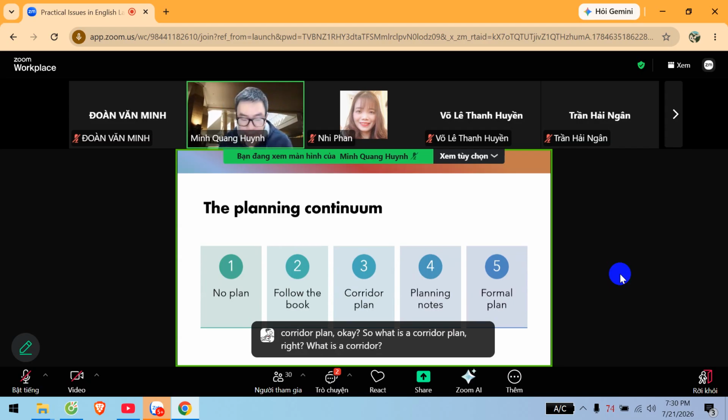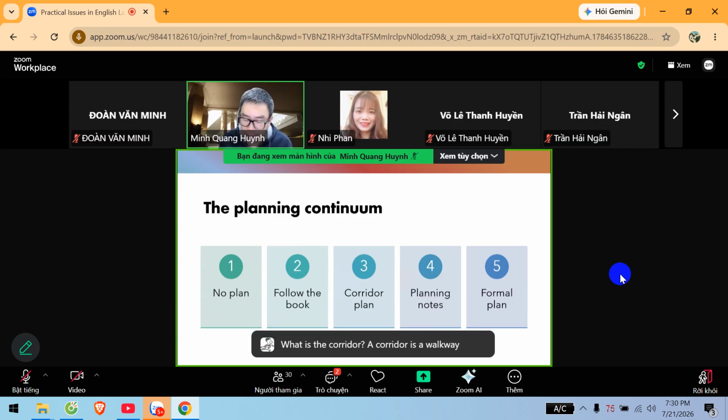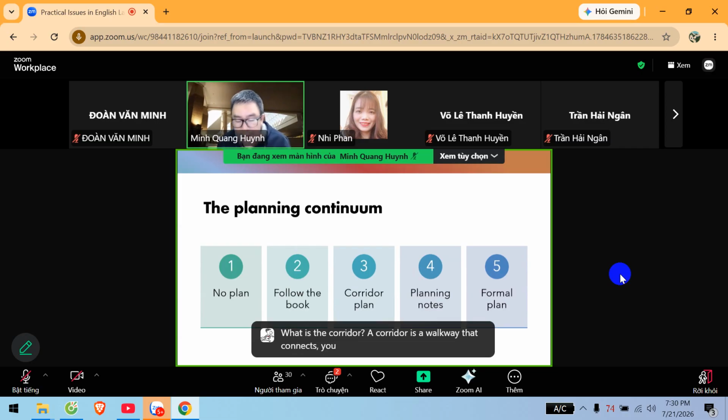What is a corridor? A corridor is a walkway that connects the rooms in the building. It's what you walk on your way to class, right? So before you come to class, you think of something. For example, on your way from home to school and from school to the classroom, you think of something you want to do with the students. And then in class, you implement it. That's what we call a corridor plan.